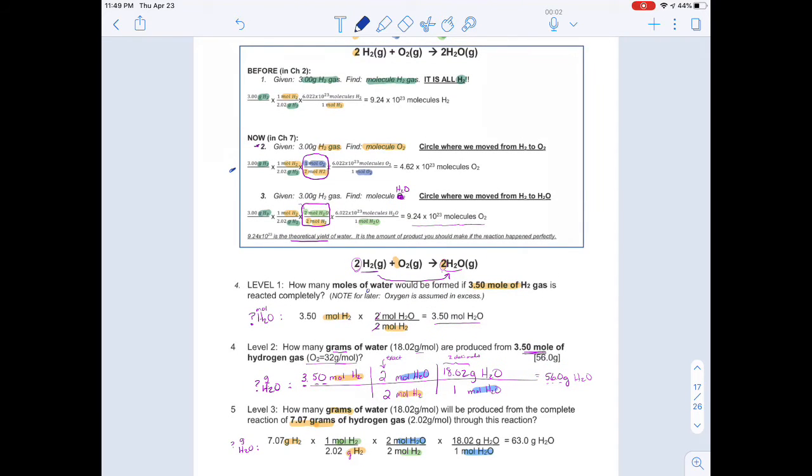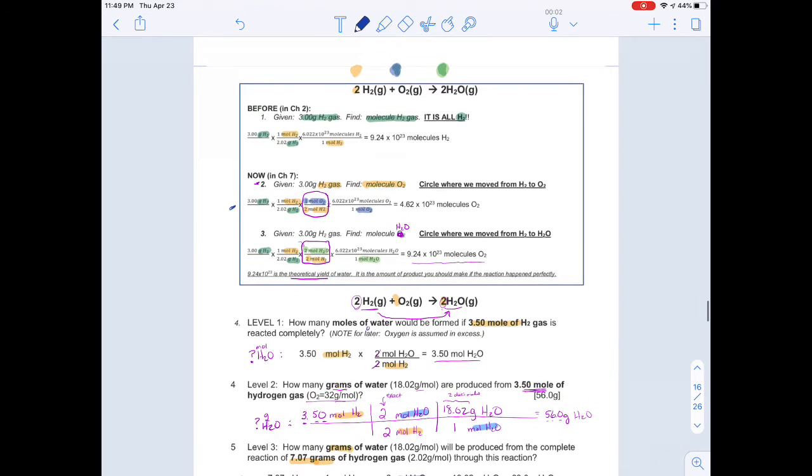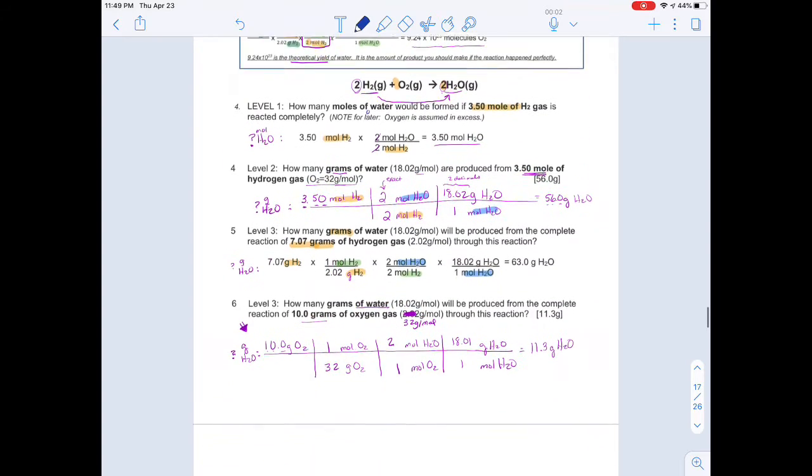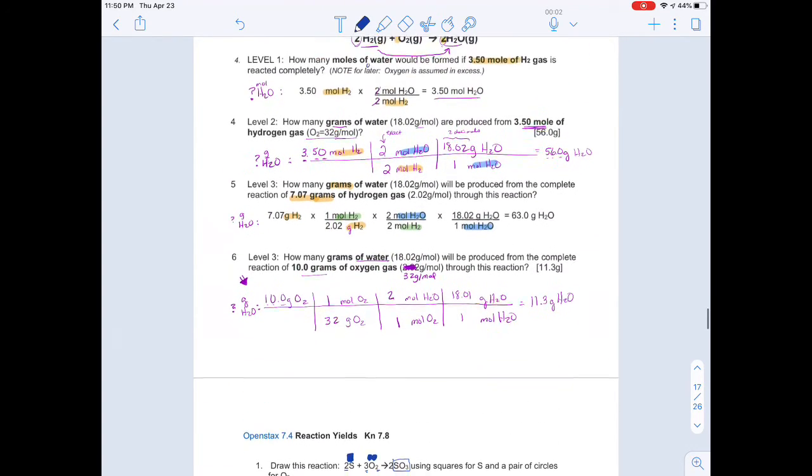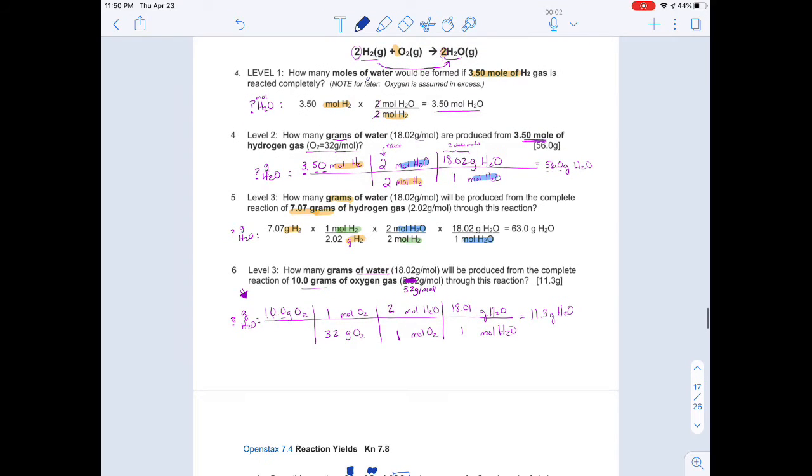So you can take your 3 grams right here in green, you turn it into moles of hydrogen, and then right here we've got 2 hydrogens to 1 oxygen, and that's because of these coefficients. And then don't forget, Avogadro will take us from moles into molecules of O2. But most of the time, you're not trying to get to molecules. Most of the time, you're trying to get to a gram amount of a product.